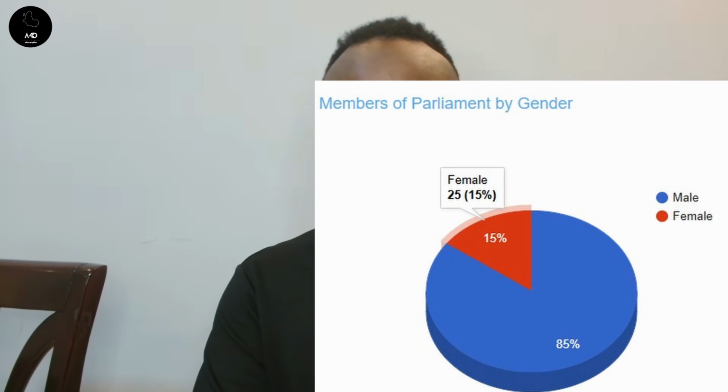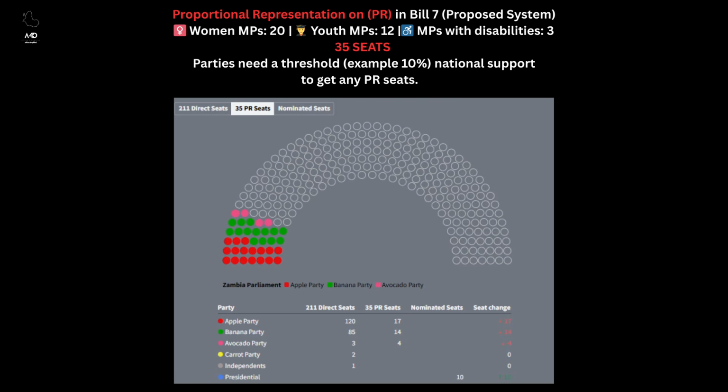Right now, we have 25 out of 156 members of parliament who are female, so around 15%. And this change in terms of reserved seats is supposed to take care of that, the lack of representation of people like women, youth, and persons with disabilities. Women get 20 seats, youth get 12, persons with disabilities get 3. So this is an additional 35 seats to the Zambian parliament, and that will be under the proportional representation.